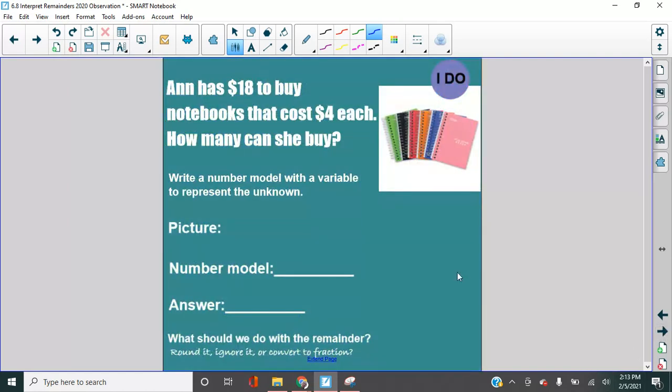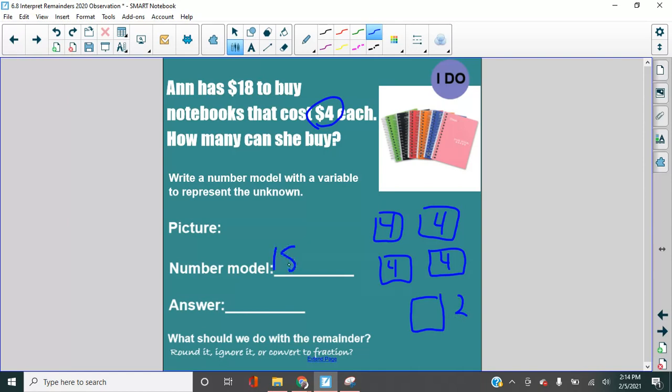Other times, let's look at this one. Anne has $18 to buy notebooks that cost $4 each. How many can she buy? Write a number model with our variable. Okay, so same thing. We're going to buy 4 notebooks. So here's the first notebook. And here's the next notebook. Here's the next notebook. Here's the next notebook. So each one costs $4. So that's 4, 8, 12, 16. She has 2 extra dollars left, right? She's got $2. Here's our picture.